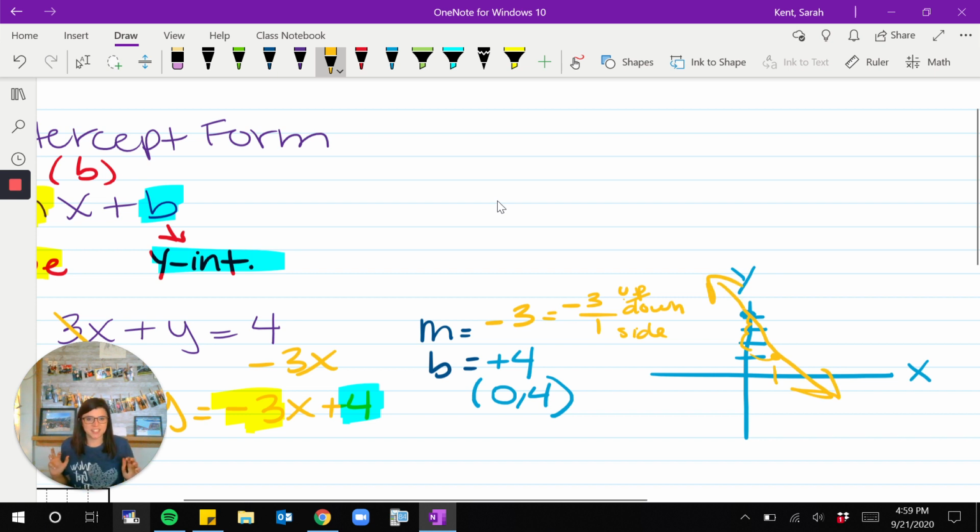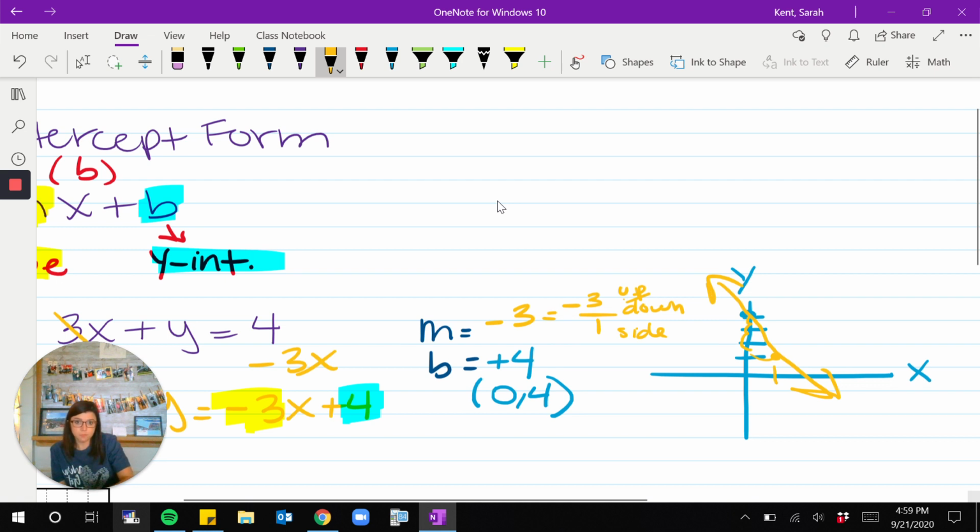I've got my line. On your homework, you will have graphs, so you'll get the lines made for you. But a general idea: your y-intercept tells you how many up or down on the y-axis, and then your slope tells you how many up and down and over you go to get another point.